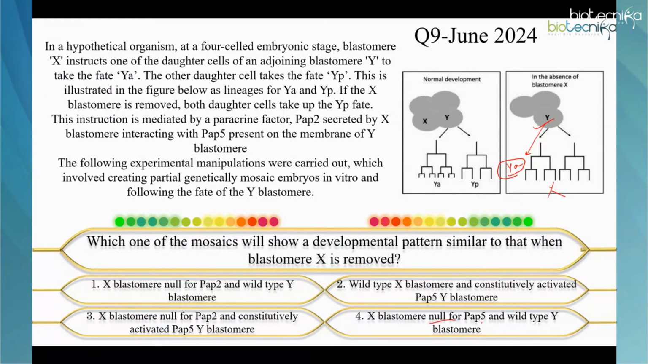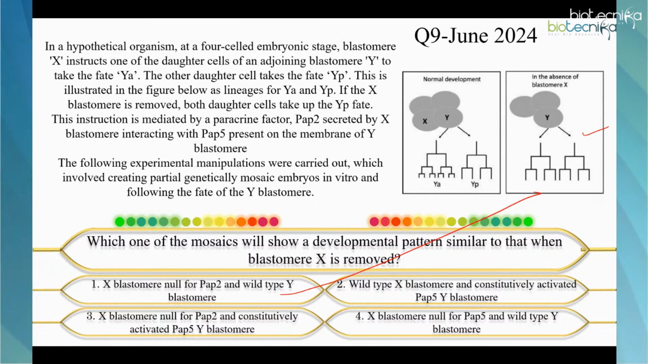X blastomere null for PAP5. So first of all, X blastomere doesn't need PAP5. It only needs to have PAP2 so that it can give the signal to Y. So if it is null for PAP5, doesn't matter. It will still be able to give the signal to Y, and YA will be able to form. Okay, because the Y is wild type, so it will have PAP5. So PAP2, as long as it is there in X blastomere, it will be able to signal the Y, because of which Y will be able to form YA. So in all these cases, YA will definitely form, and in some of them an extra set of YA can also form. Okay, so that is not matching with this experiment.